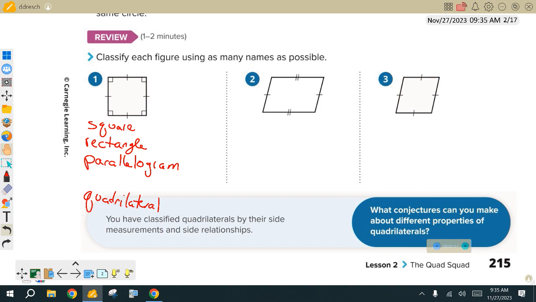We've talked about rhombus before. A rhombus is another 4-sided figure. All the sides are what? Congruent, the same. And the rhombus and the rectangle merged together make the square. The rhombus has the 4 congruent sides. The rectangle has the 4 right angles. That makes it the square. So a rhombus and a rectangle.